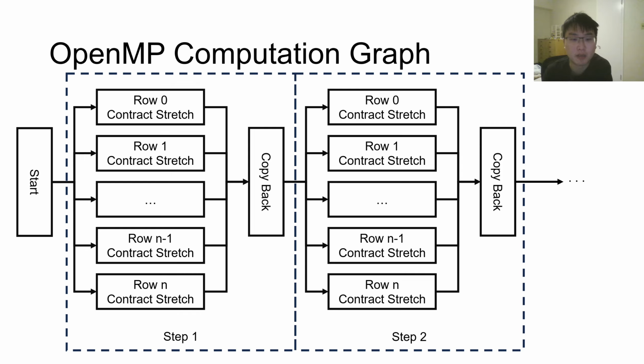You can see almost all the work inside each step is parallel across rows, but each step has a small sequential region that performs the crucial part, the copy back operation that must run after all threads finish up this. And so this is for the OpenMP part.